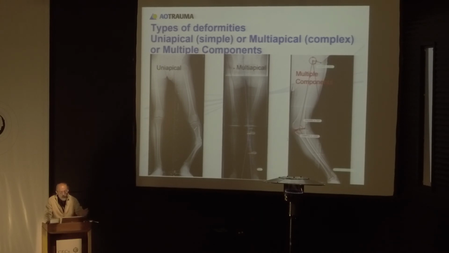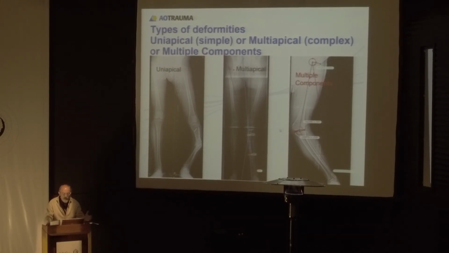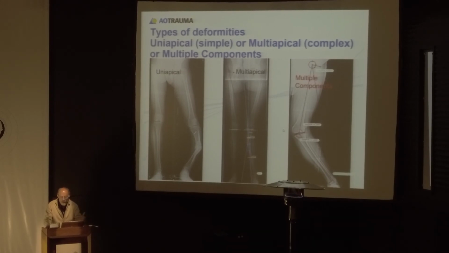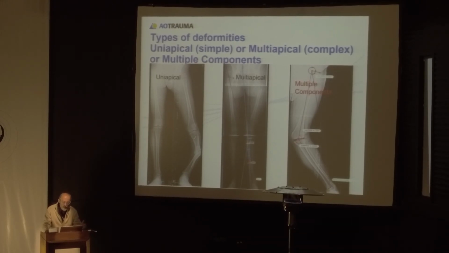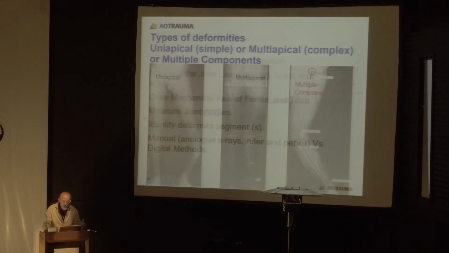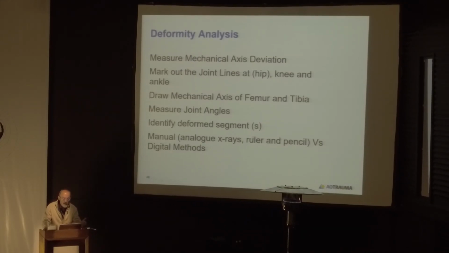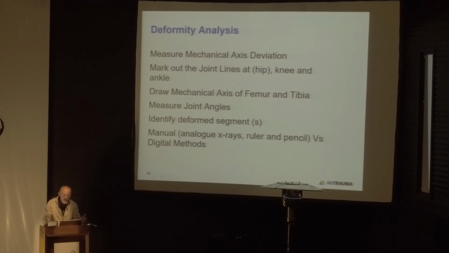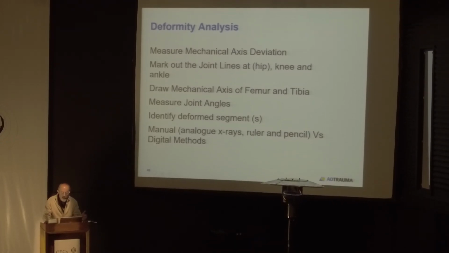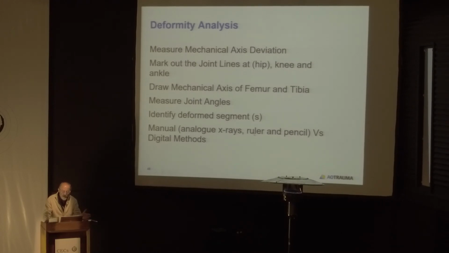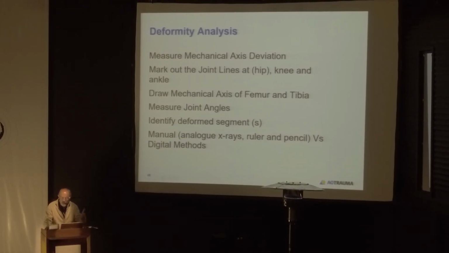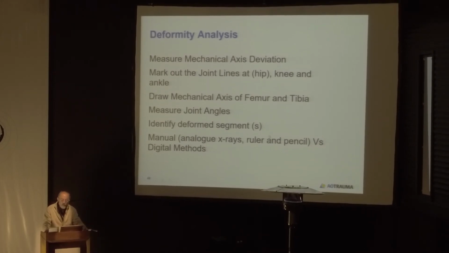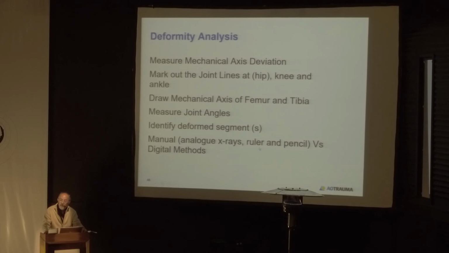Okay, then of course we have types of deformity: uniapical, simple, monoplanar, and with different components. And Matthias Sepulveda will speak about this as well, so I will not go into detail, I show only how you measure this. The deformity analysis, that means measurement: mechanical axis deviation, make out the joint lines, hip, knee, and ankle, draw the mechanical axis of femur and tibia, measure joint angles, identify deformed segments, and manual analog X-rays or rulers, which differ in contrast to the digital methods we have today. Thank you very much.